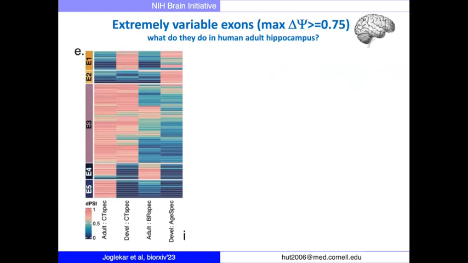Now I'm going to switch gears, and I'm going to stop talking about full-length isoforms, but now I'm talking about individual exons. And we have this concept of extremely variable exons. So it just means that there's one cell type or one condition where the exon is relatively lowly included, and one condition where it's relatively highly included, and we put the cutoff at 0.75, a pretty randomly chosen cutoff. But that basically says we have at least one cell type where the inclusion is 75% and another cell type where it's 0% or 25 and 100%.